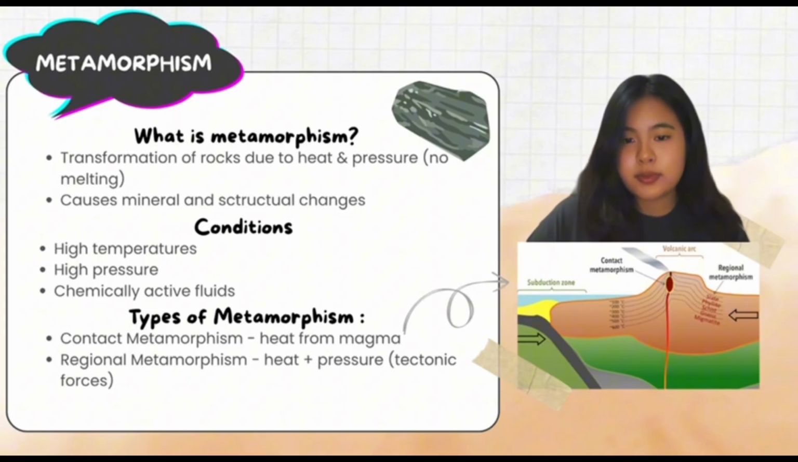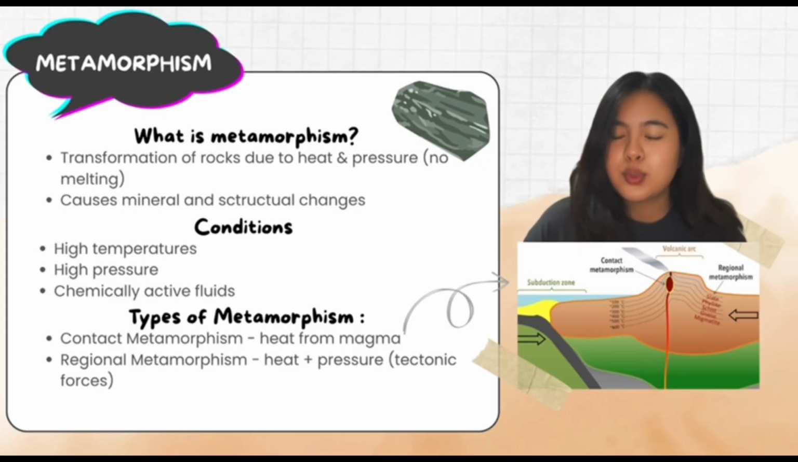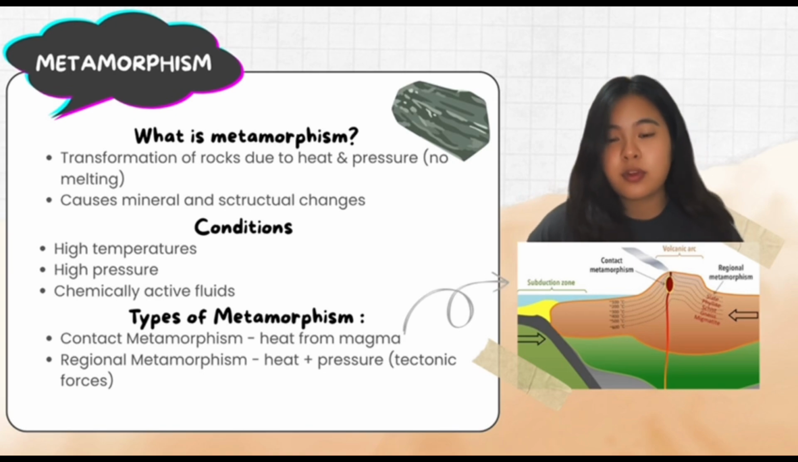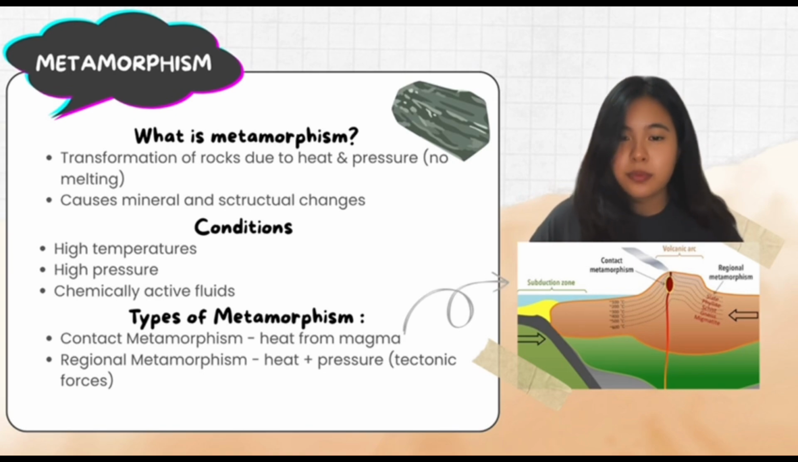The second is regional metamorphism, which occurs over large areas and involves both high temperature and high pressure. This type is commonly associated with tectonic processes such as mountain building. These two types show how different geological environments can produce different metamorphic changes.